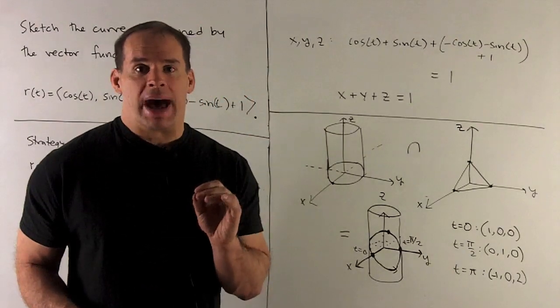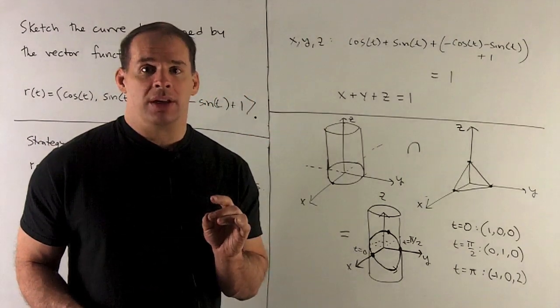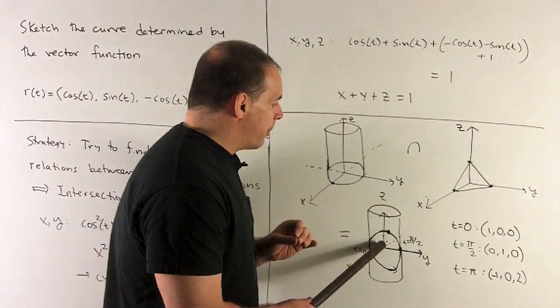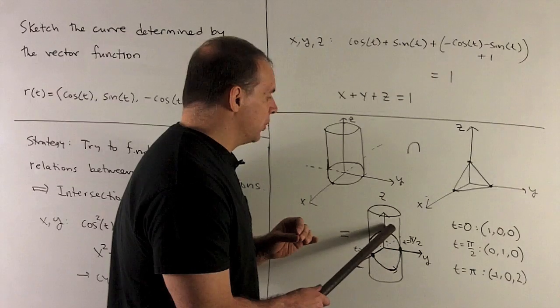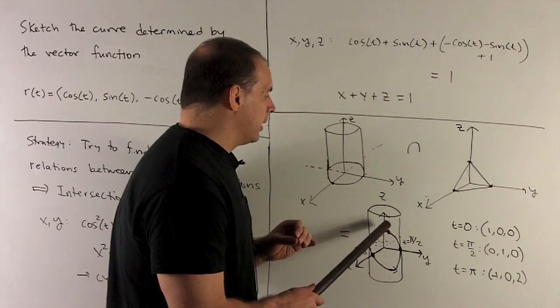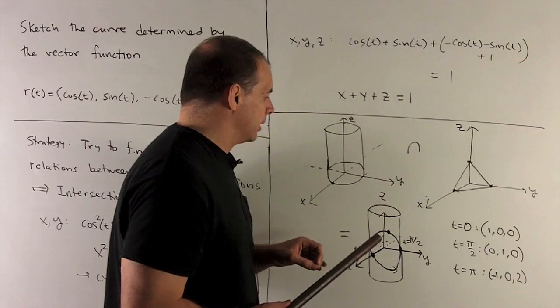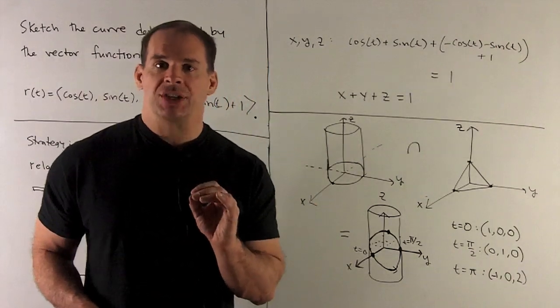If I let t be equal to pi, cosine's minus 1, sine is 0, and then z is going to be equal to 2. So that means go back 1 on x and then up 2 in z. So we have this point back behind the yz plane. So that's our trace of our curve.